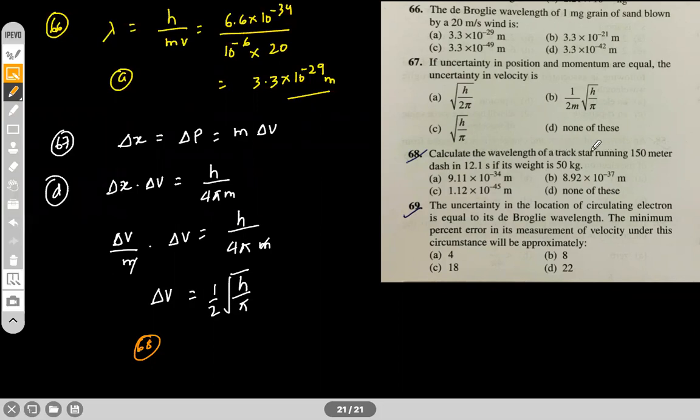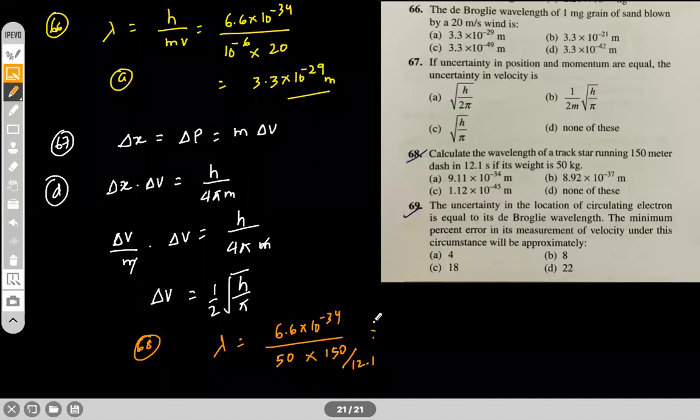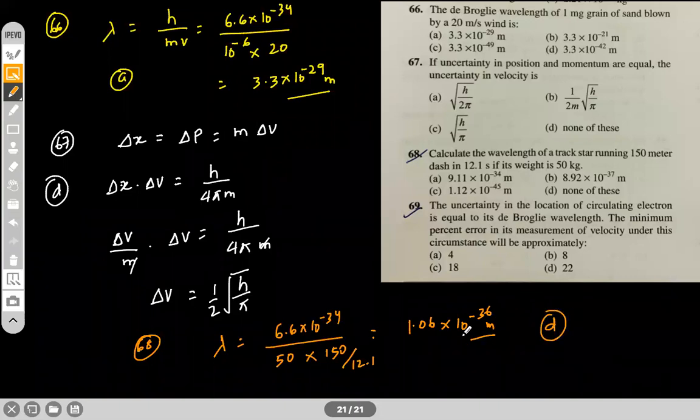68th one. Calculate the wavelength of a track star running this meter dash in this many seconds. Weight is this. Okay, so lambda is equal to 6.6 into 10 to the power minus 34 divided by mass, which is given as 50, into the velocity, which is 150 meter divided by 12.1 second, meter per second. When you solve this, the answer would be approximately 1.06 into 10 to the power minus 36 meter. This is the answer we get. For this also, none of this is correct. Option D.